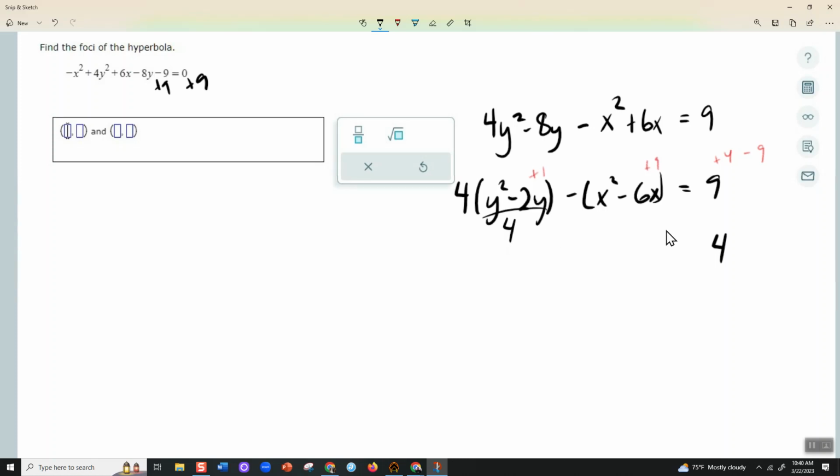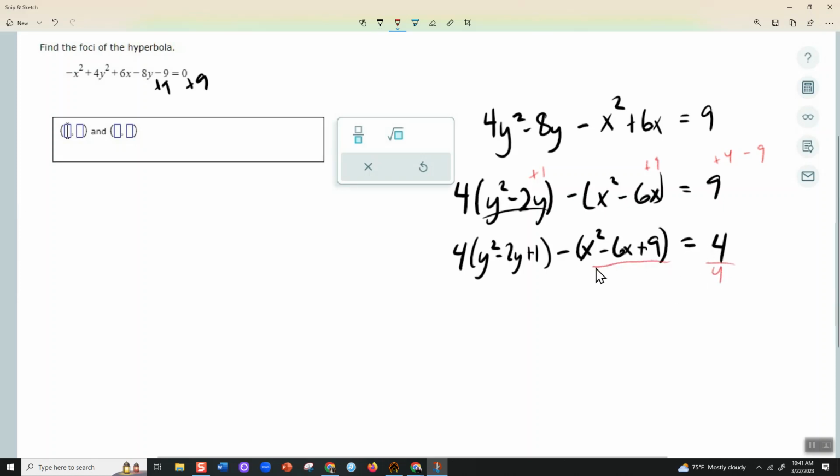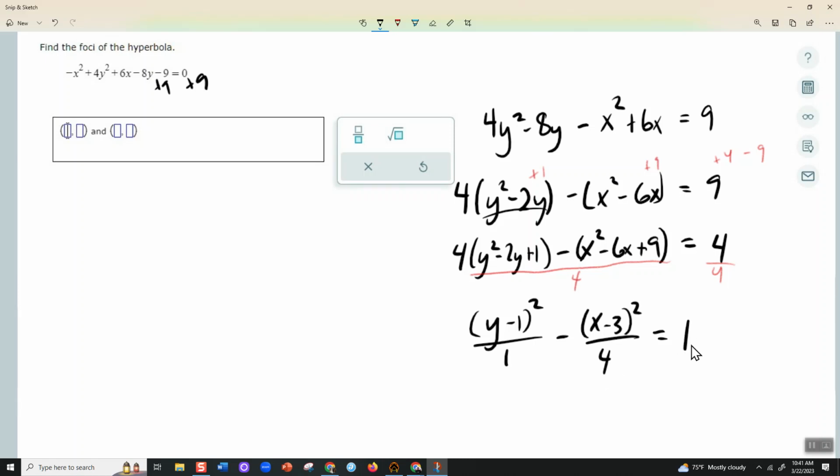This is all being divided by 4 so that this becomes a 1. Well, let me do it one step at a time, actually. So this is 4 times y squared minus 2y plus 1 minus x squared minus 6x plus 9 equals 4. And then I'm going to divide everything by 4. And I get, rewrite this as a perfect square, y minus 1 squared over 4 divided by 4 is 1, minus x, this is a perfect square, x minus 3 squared, and then 1 divided by 4 is 1 over 4, equals 1. There's our standard form, and we have the vertex 3, 1, or excuse me, the center, 3, 1.